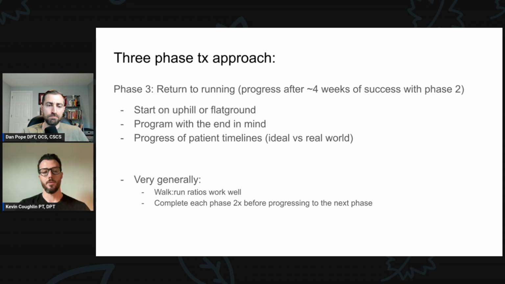I like that because I've seen people where it feels good once, they go to the next phase and they're kind of bummed out. So you make sure it's not a fluke, or they have a little bit of time to adjust to that interval that you just gave them.